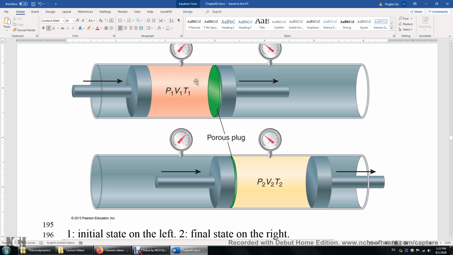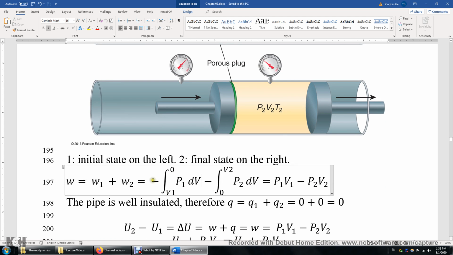So how can we compute the work here? Well, let's say the external pressure is roughly P1. The volume change is from V1 to 0 on the left-hand side. Therefore, work is this on the left-hand side. What about the right-hand side? The external pressure is very close to P2, and the volume changes from 0 to V2.